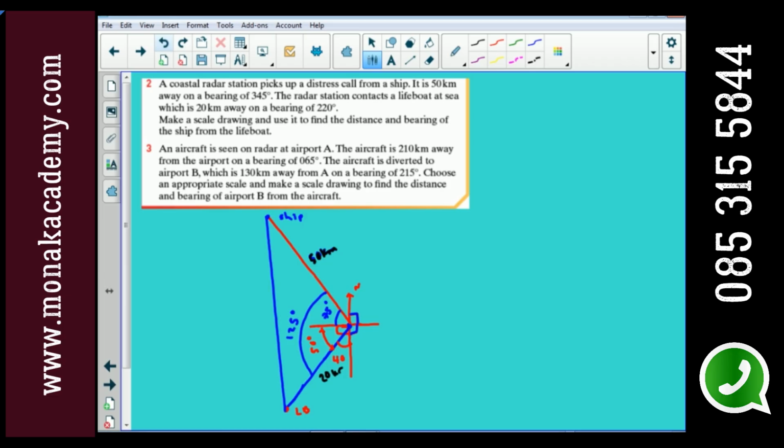So, cosine rule for side, right? We call it side A. Let's just call it A. So we know that A squared equals 50 squared plus 20 squared minus 2 times 50 times 20 cos 125.